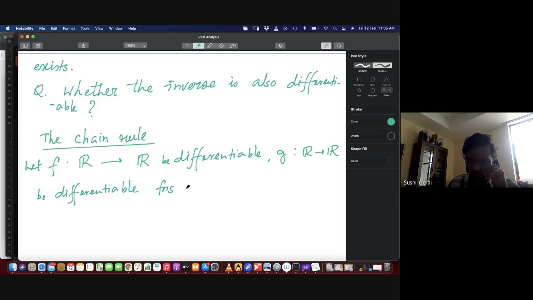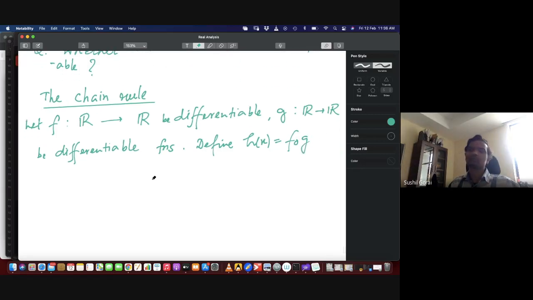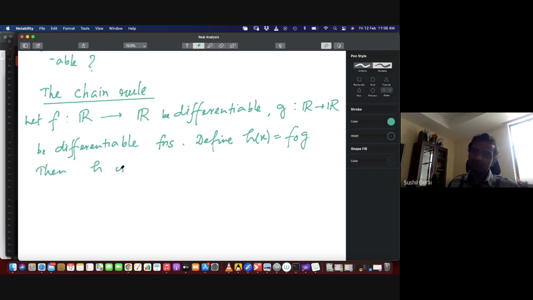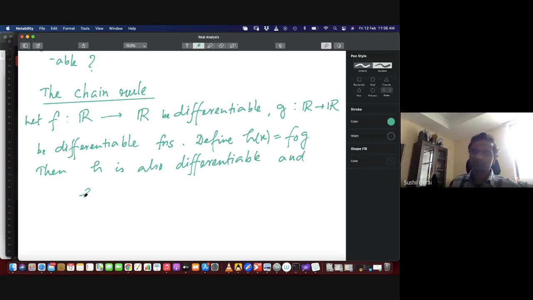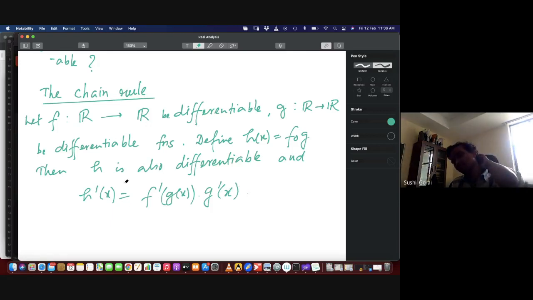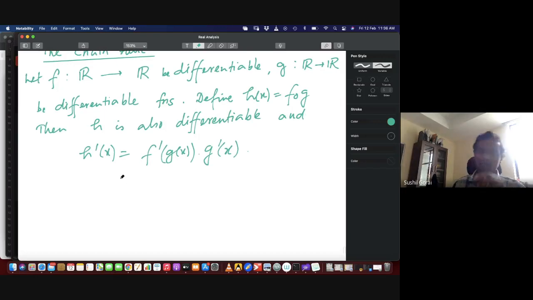Functions. Define h(x) = f compose g (x). Then h is also differentiable, and h prime of x is f prime of g(x) times g prime of x, which you know actually. This is nothing new to you, but I think some of you may not have seen the proof, right?